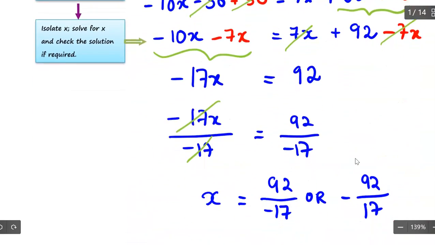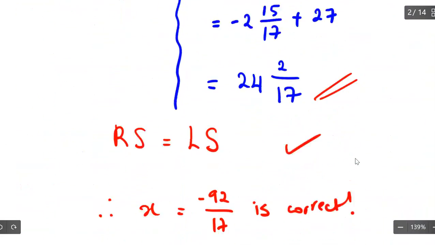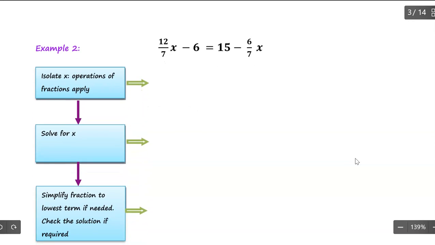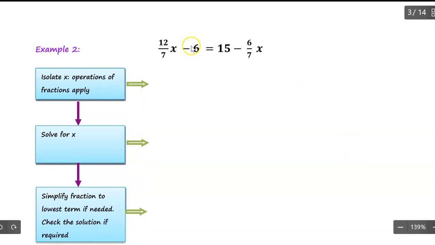Alright, so to start with example number 2, we see that there are no brackets for us to clear, so we don't have to apply the distributive rule. The next step is to simplify by combining like terms. On the left-hand side of the equation, we don't have any like terms. On the right-hand side of the equation, we also don't have any like terms. So in this case, we start with the step of isolating the x.